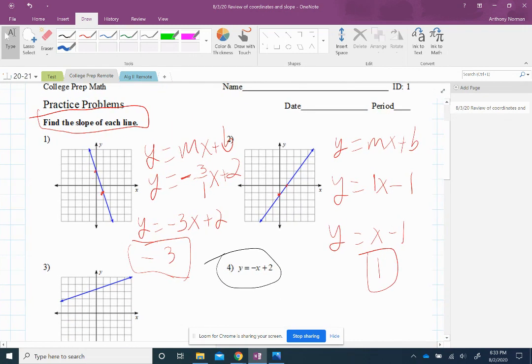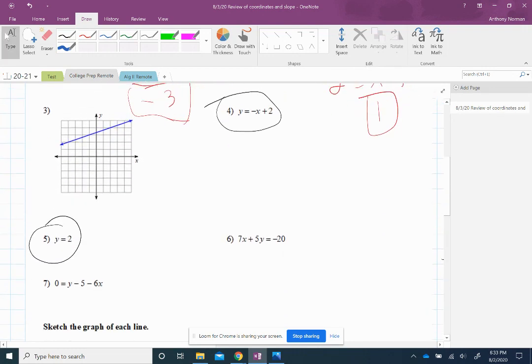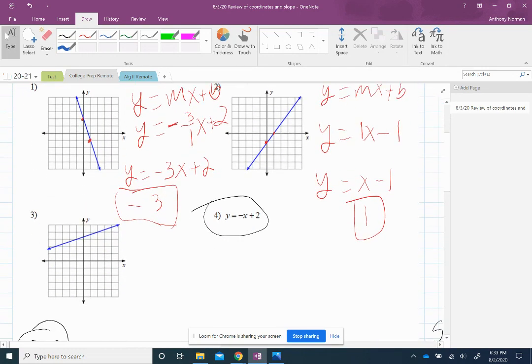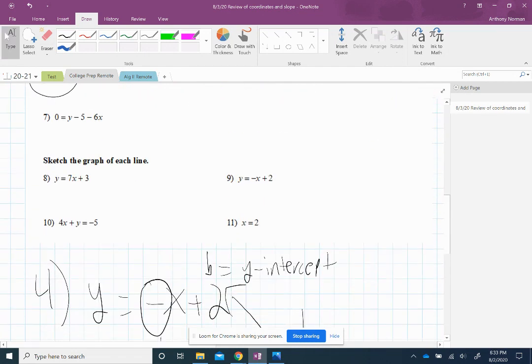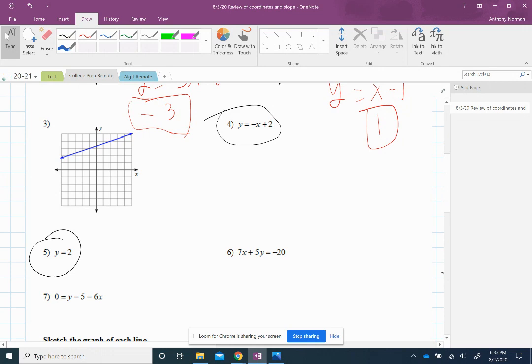Oh, guys, this is an important lesson, reading the instructions. 1 through 7 said to find the slope. I was sketching the graph. It's fine, the lessons still apply. No such thing as bad learning. So now we'll go to this one. We need to find the slope.